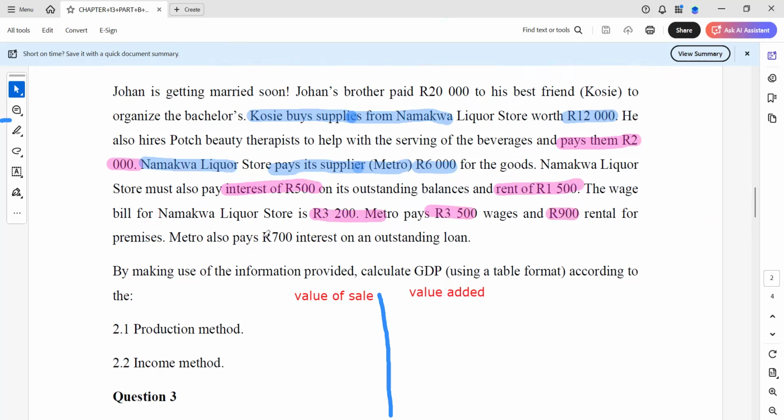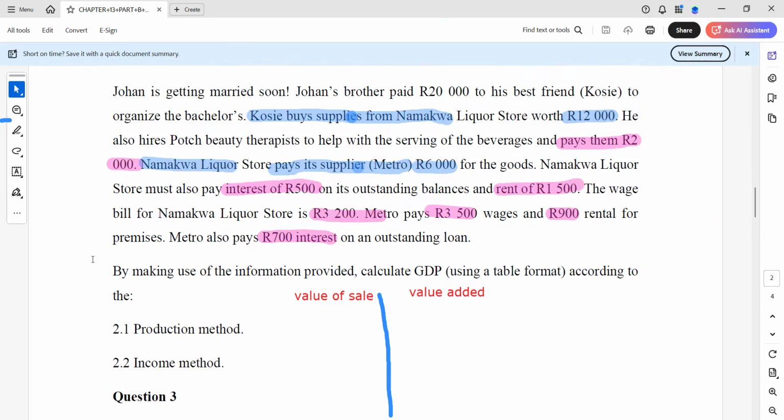Metro also pays 700 for interest. Also, this one is going under the income method. So now we've identified the figures which are going to be recorded under the production method and those which are going to be recorded under the income method.